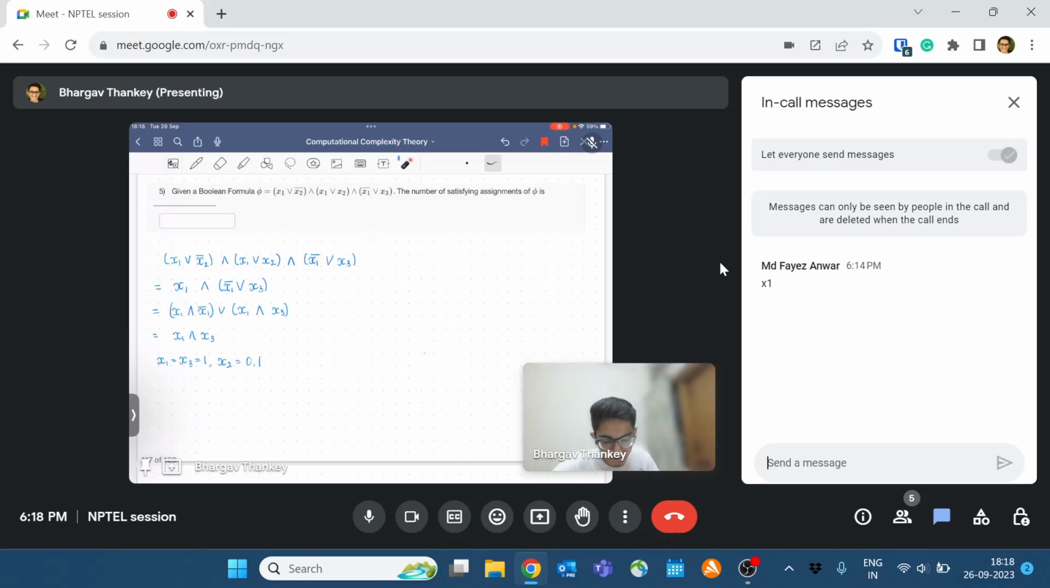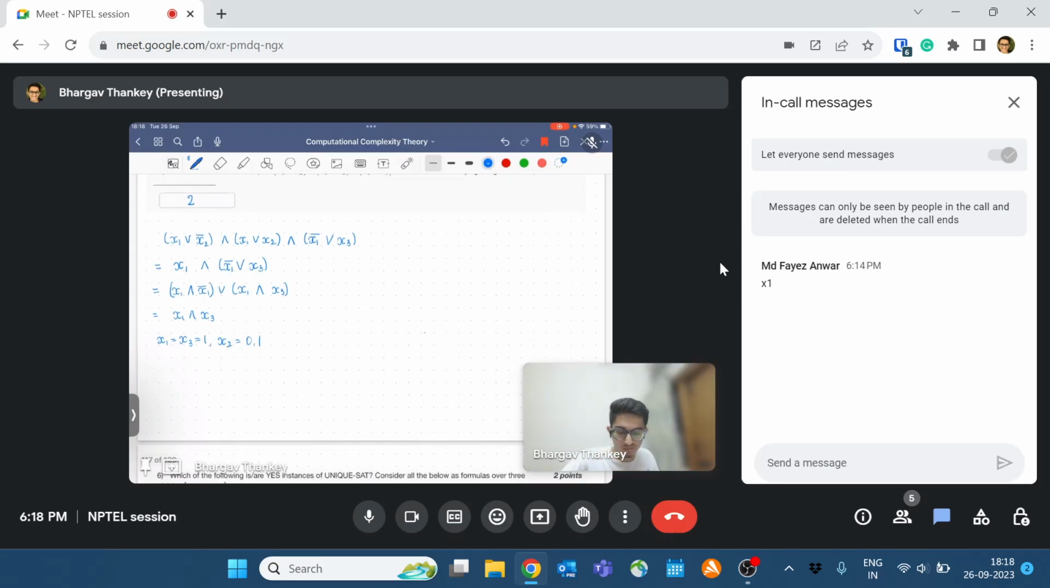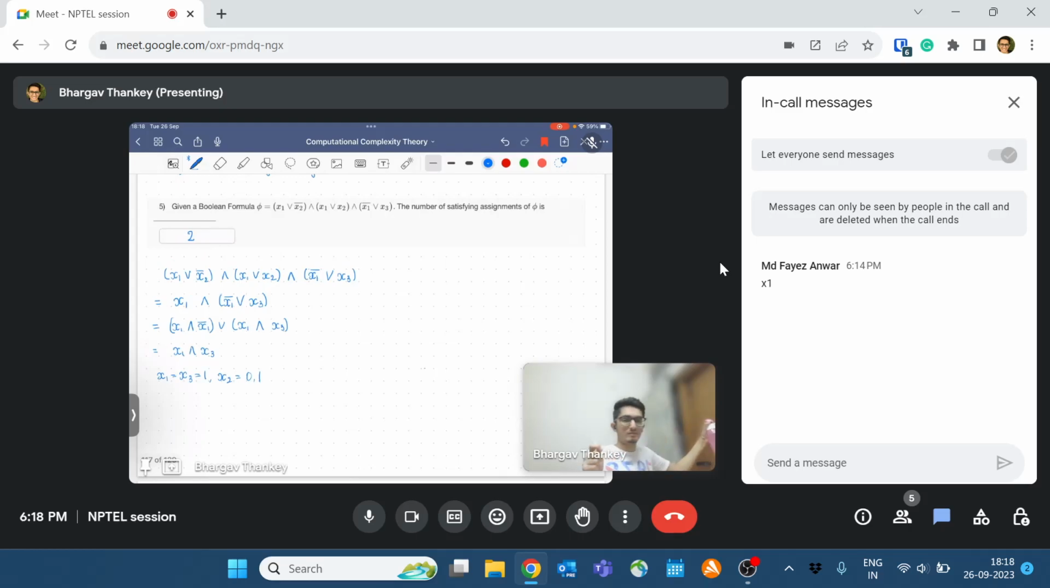Yes, and you can directly check that this is satisfied because whenever I put this to be 1, it doesn't matter what x2 is. Both of these are 1. And whenever this is 1, this is also 1. So there are two satisfying assignments, 101 and 110. So is this fine? Yes.